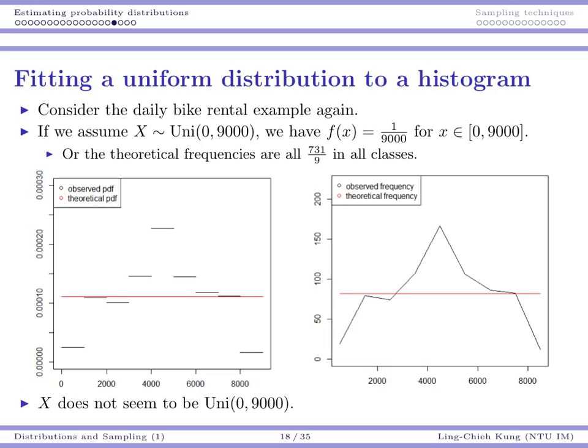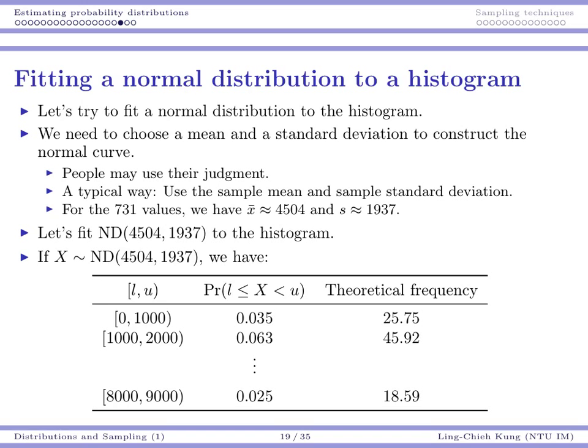And what I want to do is to see whether the black ones and the red one are close or different. Obviously, in this example, it's very stupid to do that because the data set is just not uniform. The probabilities are not distributed equally within 0 to 9,000. So X does not seem to be uniform according to these two graphs. On the other hand, I may want to fit a normal distribution to this histogram.